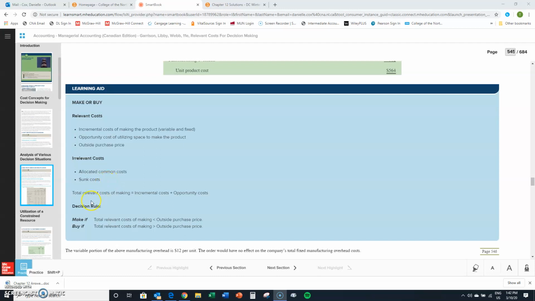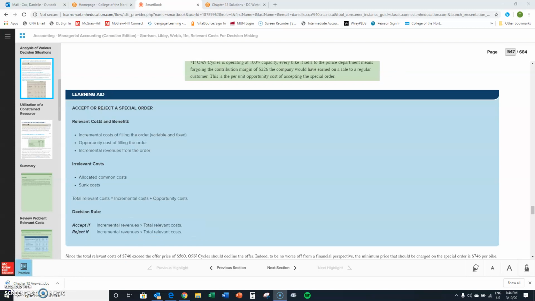And sunk costs. So total relevant costs of making the product are equal to the incremental costs plus the opportunity costs. Then you would compare that to the purchase price. So in your decision rule then, you make the product if the total relevant cost of making the product is less than the purchase price. If the total relevant cost of making the product is greater than the purchase price, then you go ahead and purchase your product.